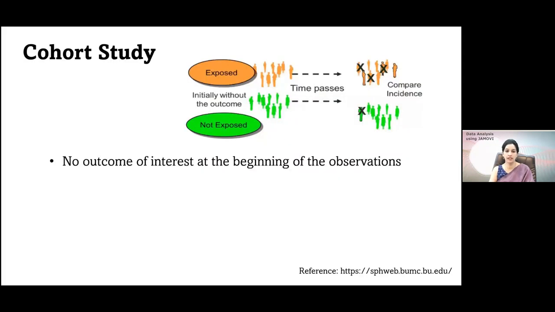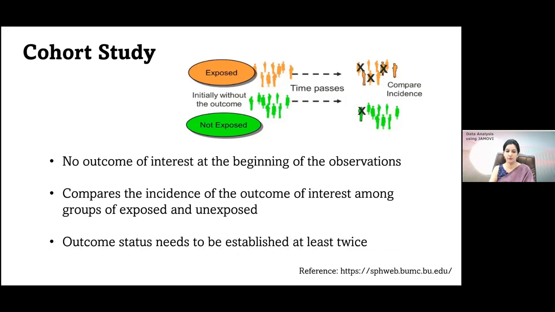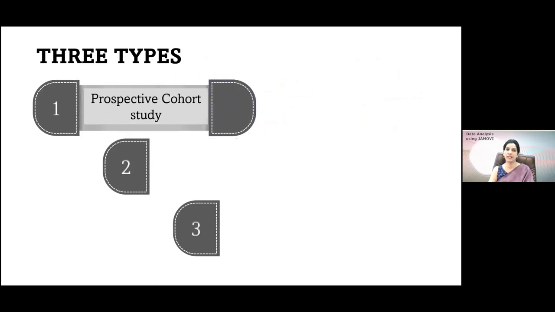So in a cohort study, like I said, you start with the exposed and non-exposed group. And then as time passes, you compare how few people develop the disease in the exposed group and how many develop the disease in the non-exposed. So there is no outcome of interest in the beginning of observation. But as we move ahead, there are some observations. So we compare the incidence of outcome in these two groups of exposed and non-exposed. So this outcome status is established at least twice. In the beginning also, you measure the outcome to see that they are without outcome. And then again, at the end of the study, or till the time that the outcome develops, you measure the outcome.